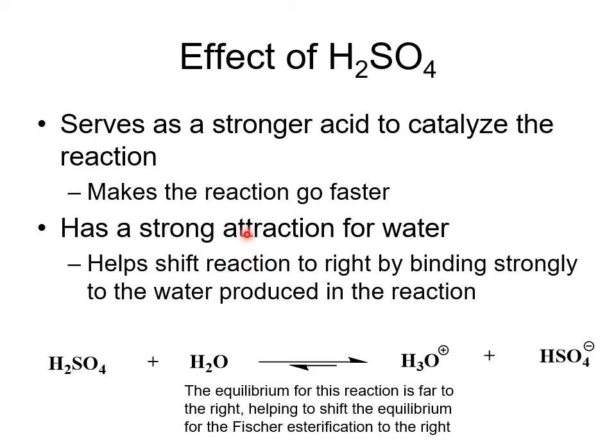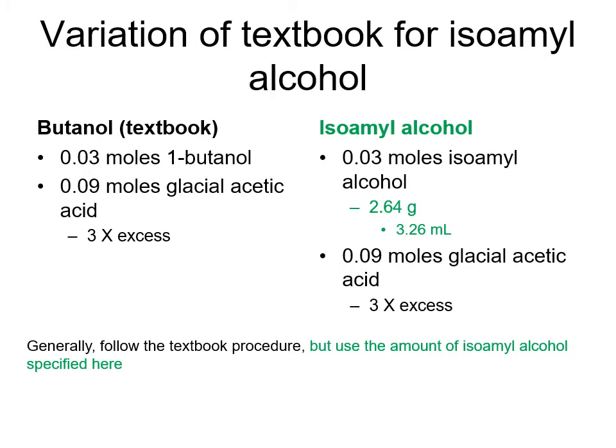And it also has a very strong attraction for water, which helps shift the reaction to the right by binding this water here, right? So you can see the reaction here. You have your sulfuric acid and your water, and it forms these ions here, right? So the equilibrium for this reaction is far to the right, helping to shift the equilibrium for the Fischer esterification to the right, right?